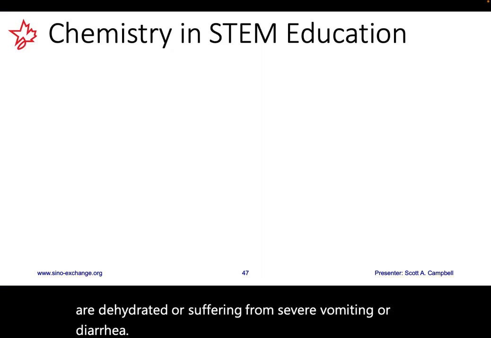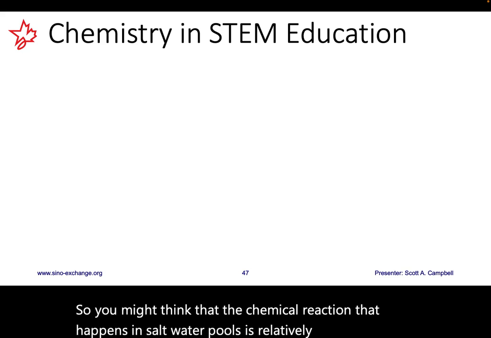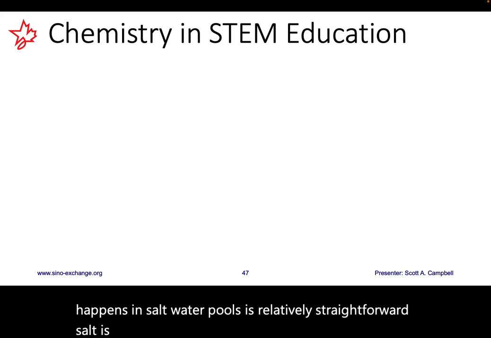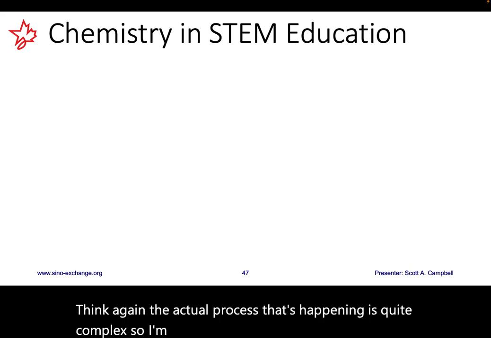So you might think that the chemical reaction that happens in saltwater pools is relatively straightforward. Salt is converted into chlorine and then back to salt again. Think again. The actual process that's happening is quite complex, so I'm going to break it down a bit.